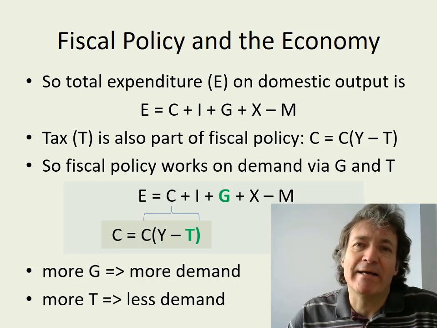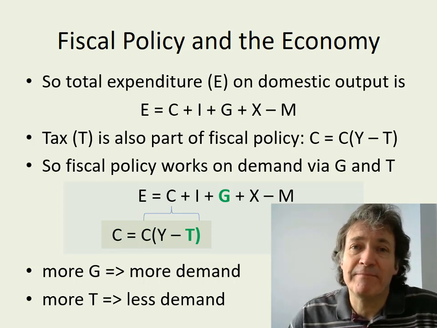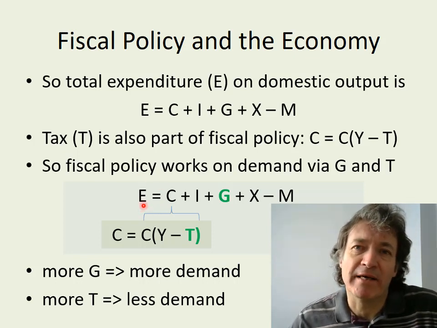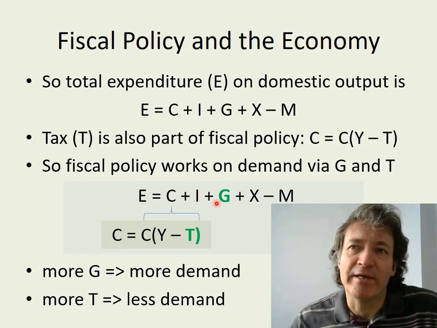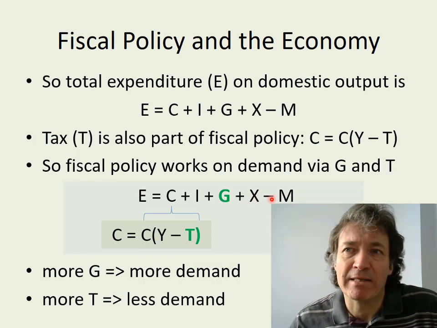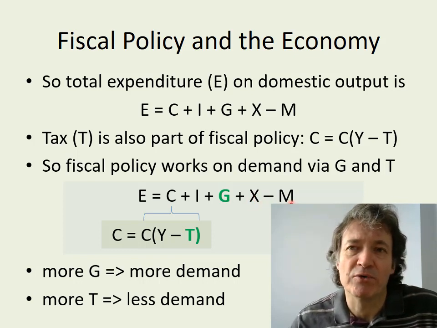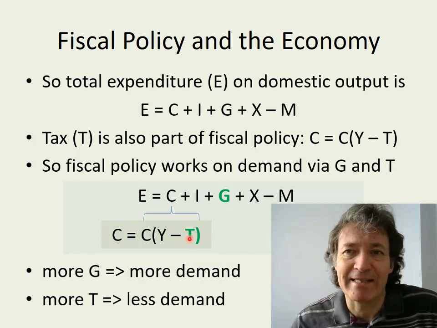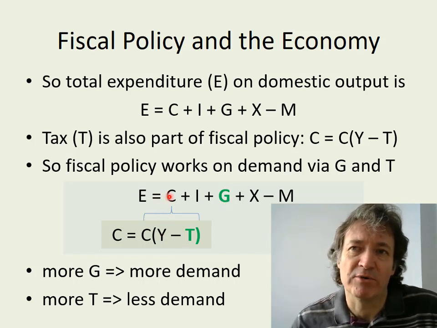Hello and welcome back to the lecture on government budgets and fiscal policy. Now that we've seen how total expenditure on domestic production can be broken down into these three categories of consumption by households, investment by private businesses, government spending, plus the demand for exports and the demand for imports. And we've seen how fiscal policy relates to that through government spending and through taxation, which works via consumption.